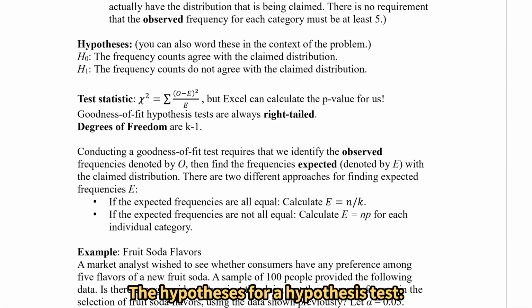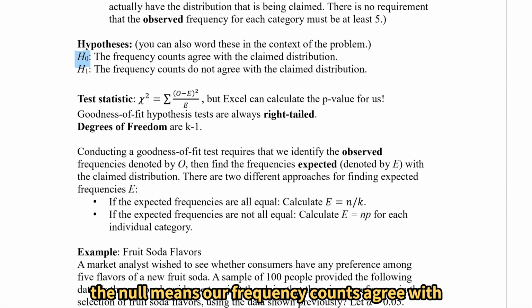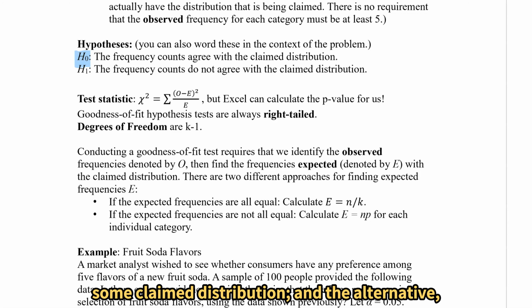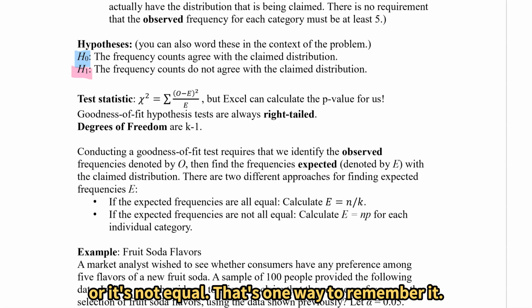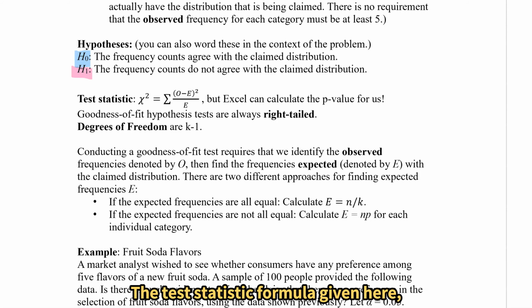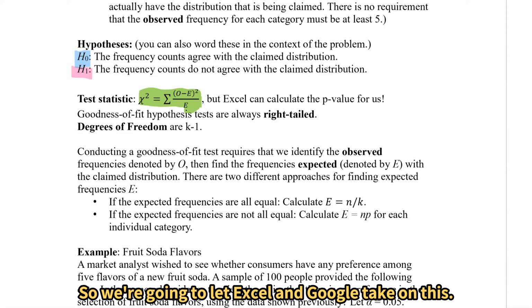The hypotheses for our hypothesis test: the null means our frequency counts agree with some claimed distribution, and the alternative, they don't agree. And this is very similar to it's equal or it's not equal. So that's one way to remember it. The test statistic formula is given here, but we're not going to do this by hand. Excel and Google can do this for us. So we're going to let Excel and Google take on this.